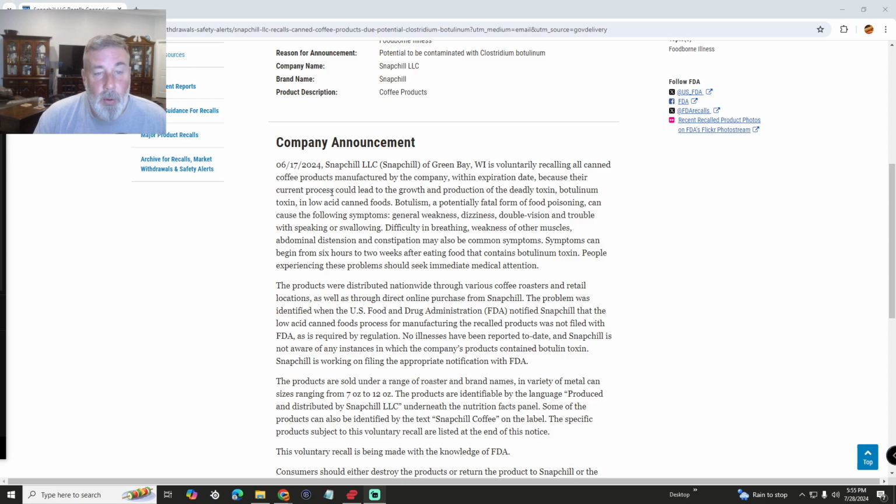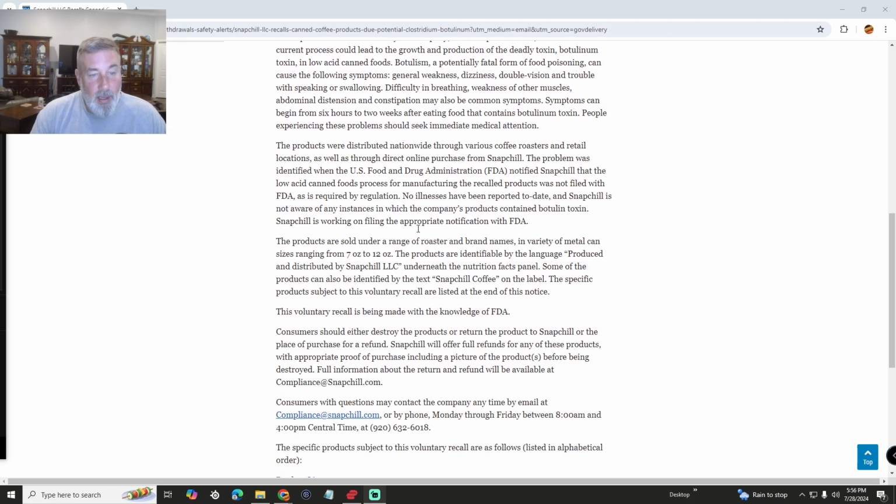current process could lead to growth and production of a deadly toxin in low acid canned foods. Botulism, a fatal form of food poisoning. Symptoms include general weakness, dizziness, double vision, trouble with speaking and swallowing, difficulty breathing, weakness of muscles, abdominal distension, constipation, and maybe other symptoms.